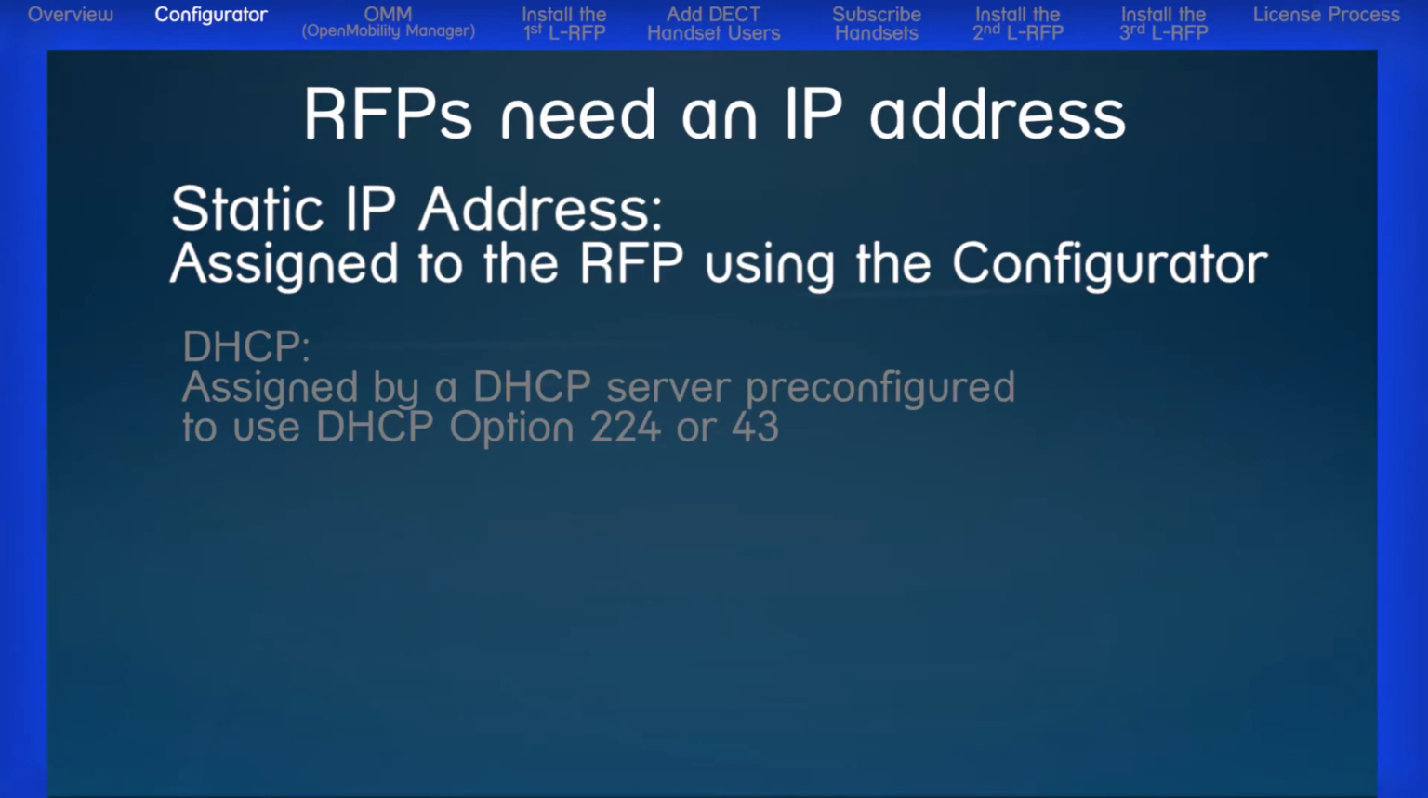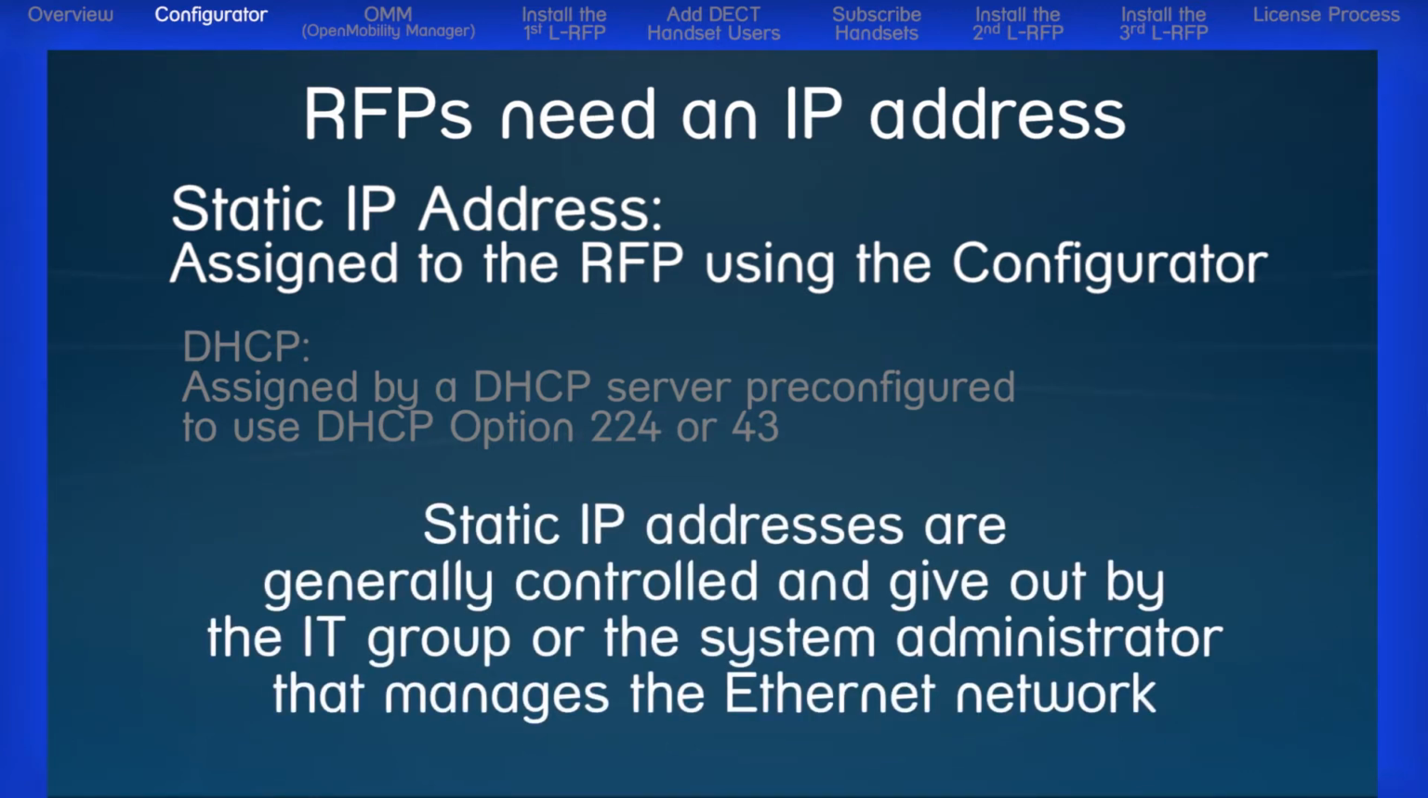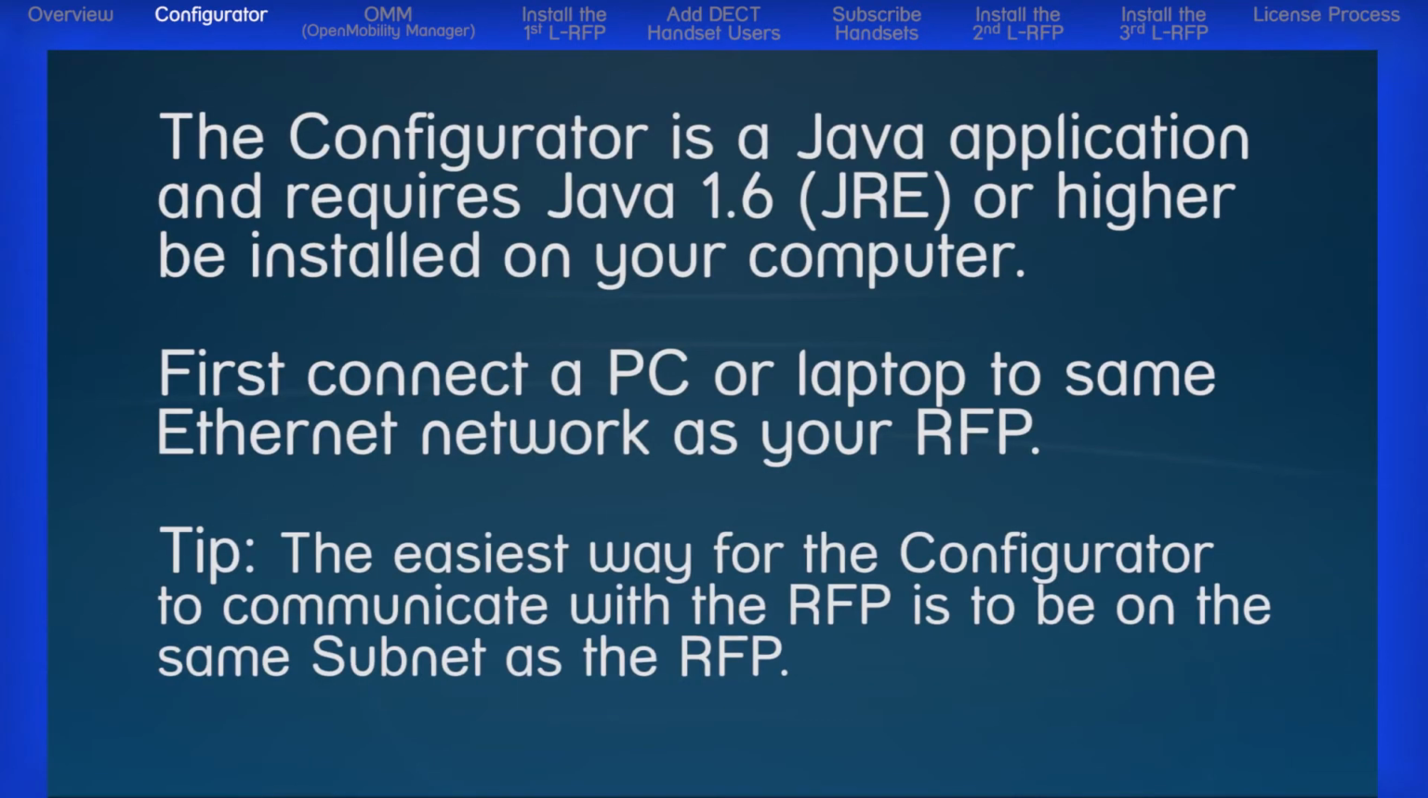We will use the configurator to assign the static IP address to each RFP. Static IP addresses are assigned by the IT group or system administrator that manages the Ethernet network. If you are not sure of what static IP address to use, check with them. The configurator is a Java application that requires that Java 1.6 or higher is installed on your computer.